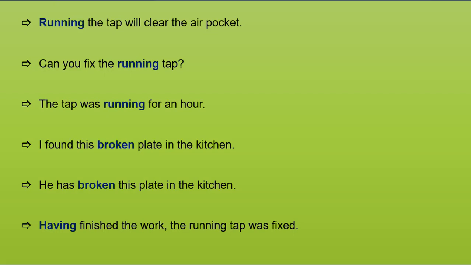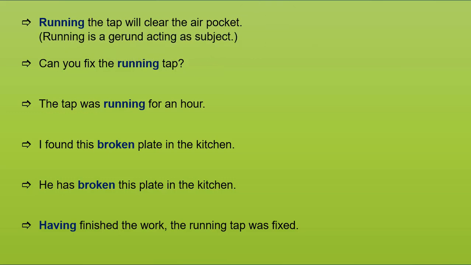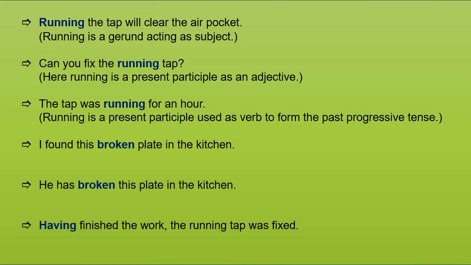So dear viewers, hopefully you have already identified by this time. Now let's check up on the correct answers. Running the tap will clear the air pocket. Here running is a gerund, acting as subject. Now come to the next one. Can you fix the running tap? Here running is a present participle as an adjective. The tap was running for an hour. Here running is a present participle used as verb to form the past progressive tense.